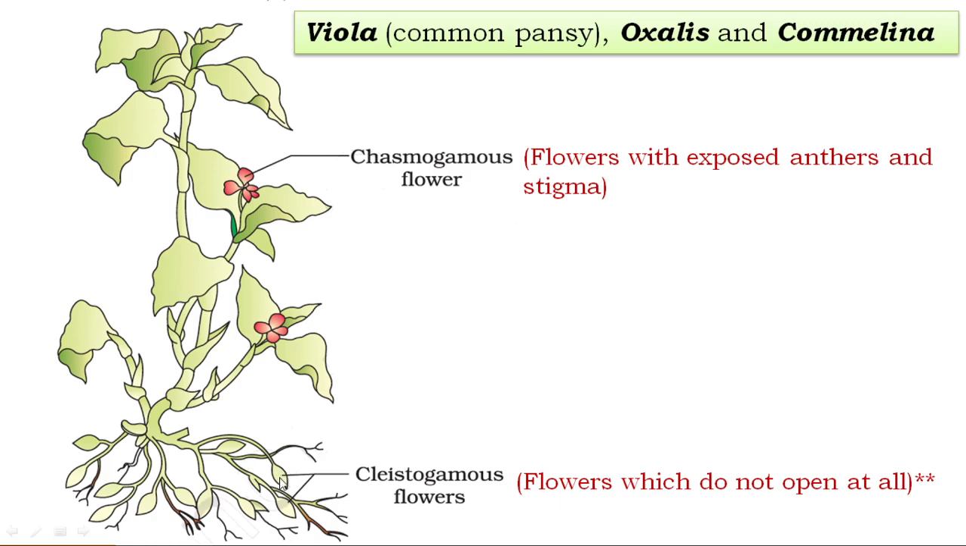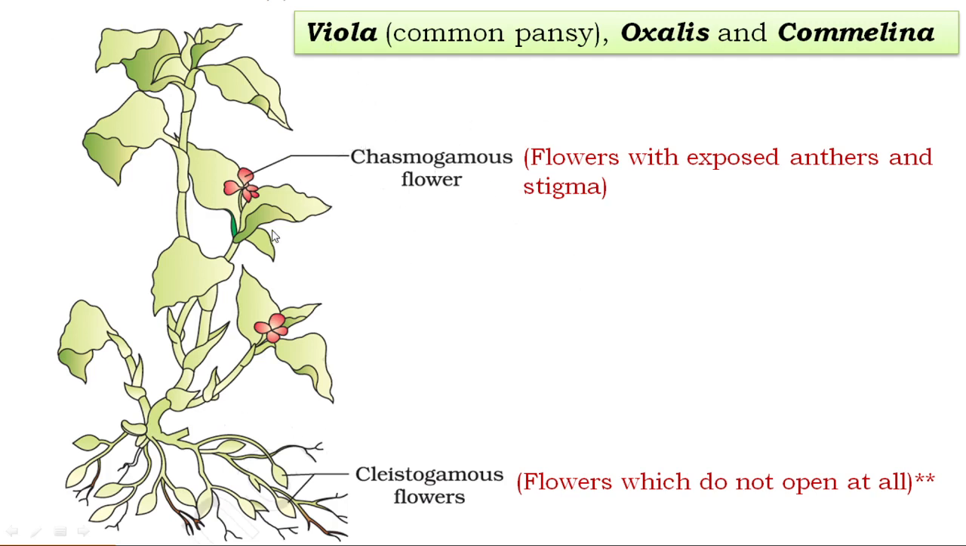So therefore, cleistogamous flowers, even though they follow autogamy, right? The advantage of cleistogamous flowers is that they will produce a guaranteed seed set. But the seeds don't have any genetic variability. The seeds will have the same genes as in the mother plant itself. Okay, so these are the two different types of flowers produced by these plants.